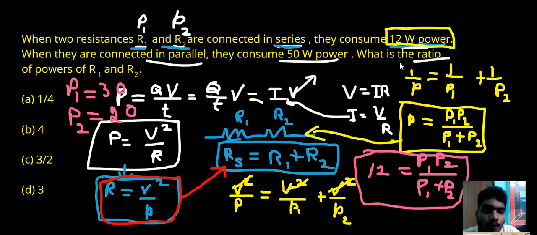But what is the ratio of the powers of R1 and R2? So p1 by p2 is going to be 30 by 20, the 0s cancel, so 3 by 2. That is option C, the correct answer for this question.